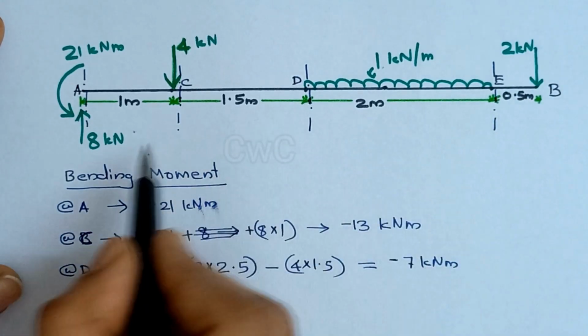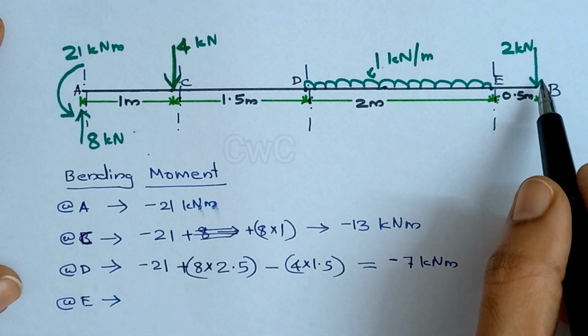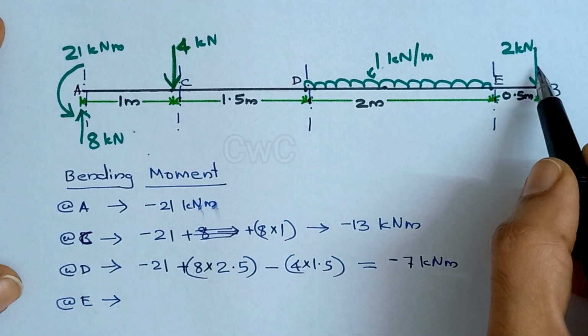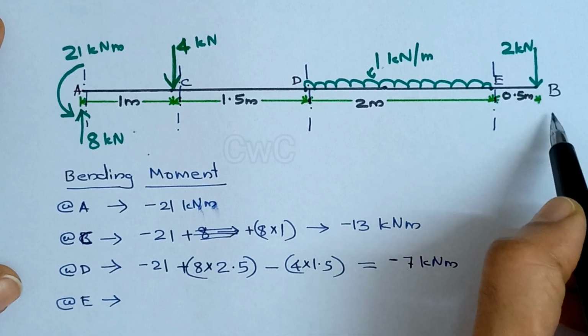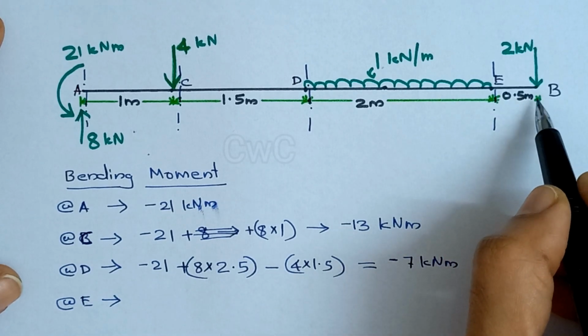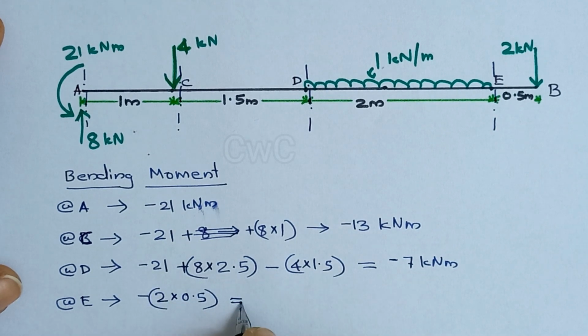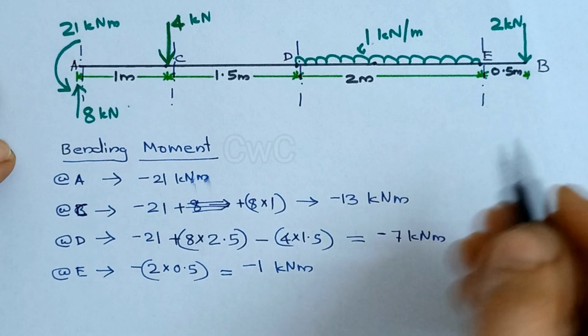At E, you can see at the left of the section we have many forces and at the right we have only one force. So let us consider this side. Here 2 kilonewton is a downward force at the right of the section which gives a hogging effect. So we can take it as negative, minus 2 into 0.5 equal to minus 1 kilonewton meter. And bending moment at B is 0.